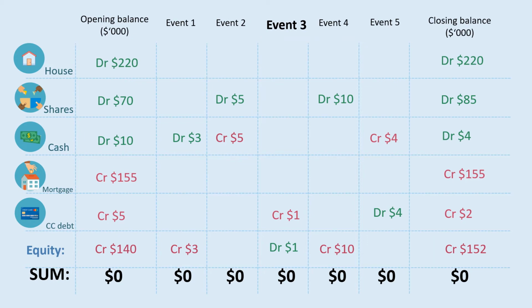The third event was credit card spending. So, as John has charged 1,000 to his credit card, debt has increased by 1,000. Because credit card debt is a liability, i.e. a negative number, and we make negative numbers bigger by adding extra negative numbers to them, so the increase of credit card debt is expressed as a minus or credit 1.